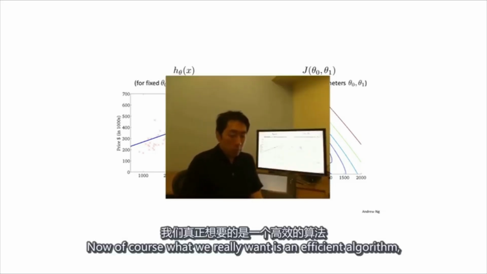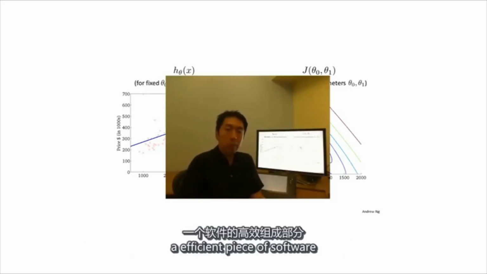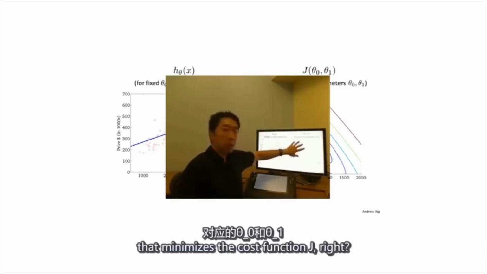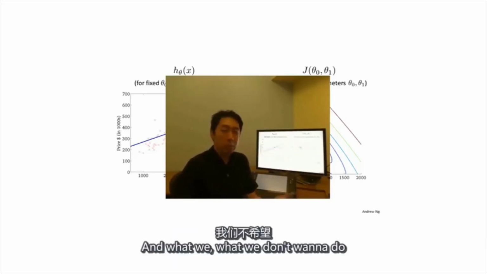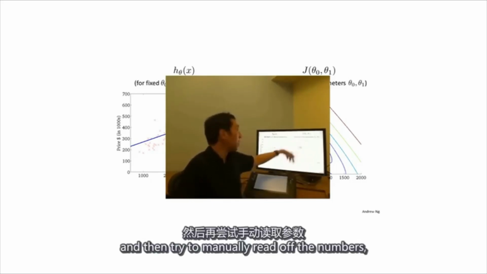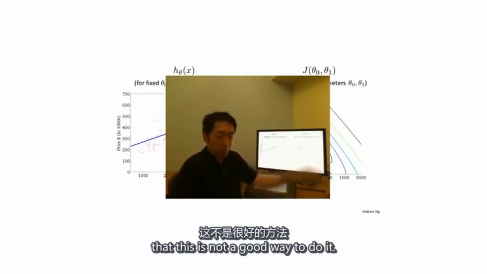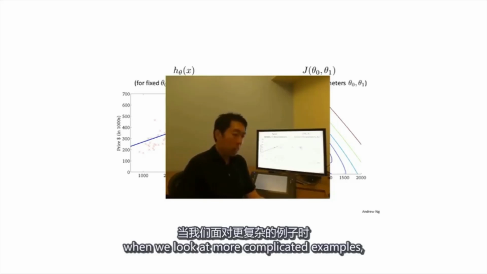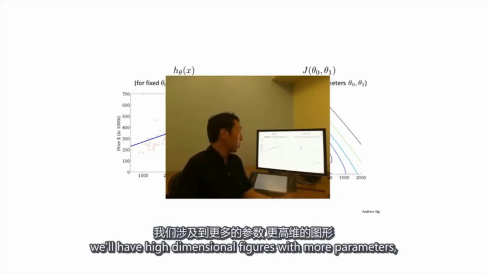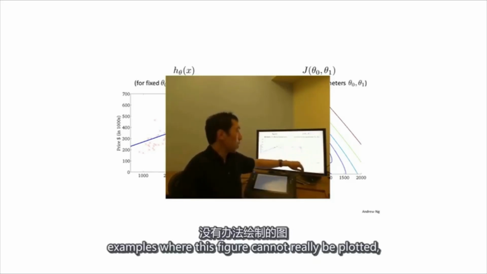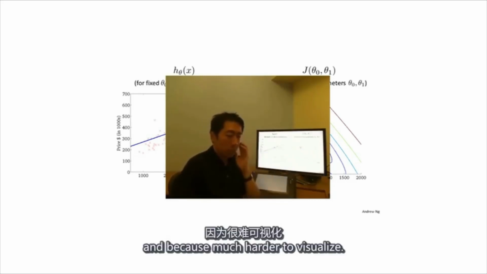Now, of course, what we really want is an efficient algorithm, an efficient piece of software, for automatically finding the value of theta 0 and theta 1 that minimizes the cost function J. What we don't want to do is write software to plot out this point and then try to manually read off the numbers. That's just not a good way to do it. And in fact, we'll see later in this course, when we look at more complicated examples, we'll have higher dimensional figures with more parameters, where this figure cannot really be plotted, and it becomes much harder to visualize.